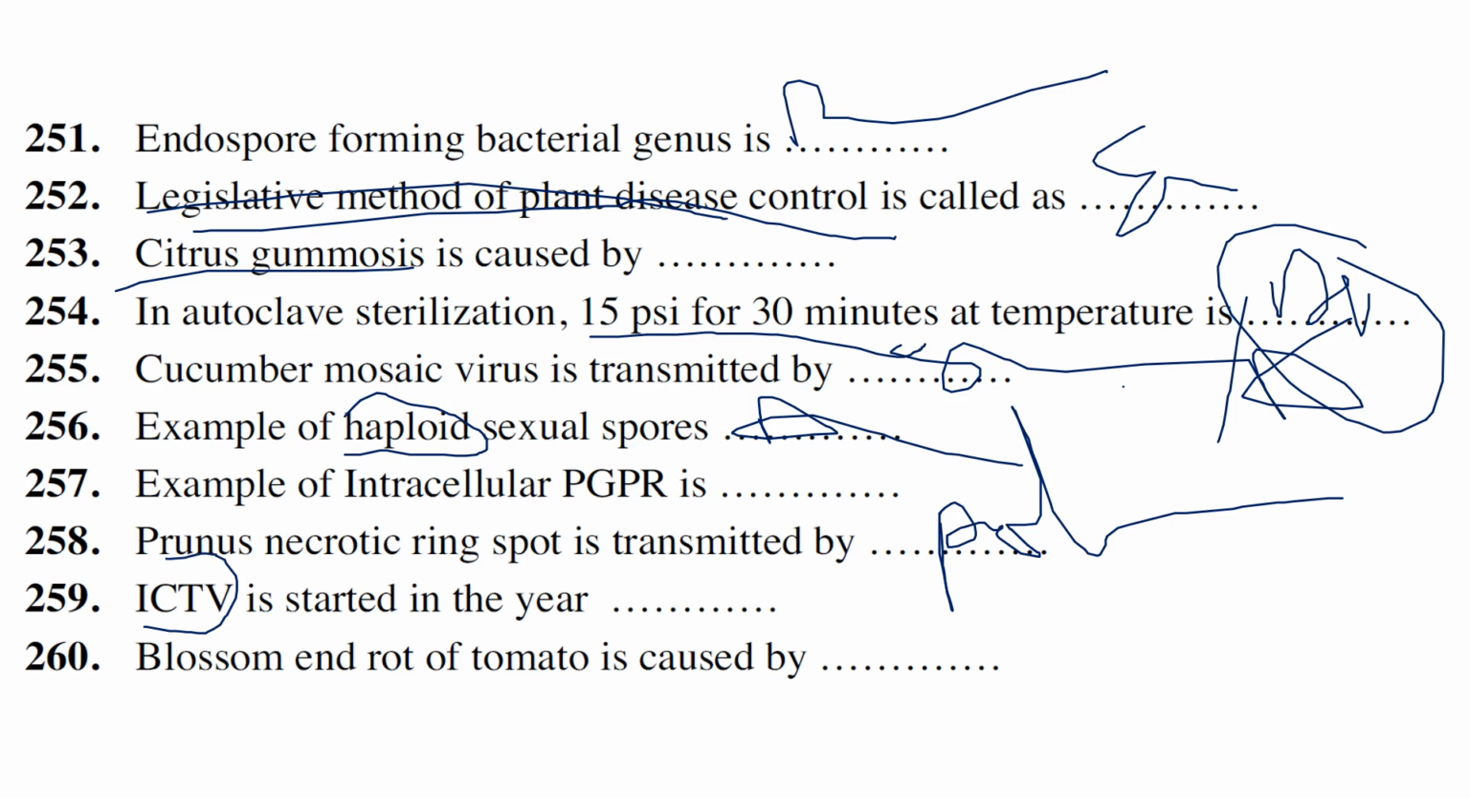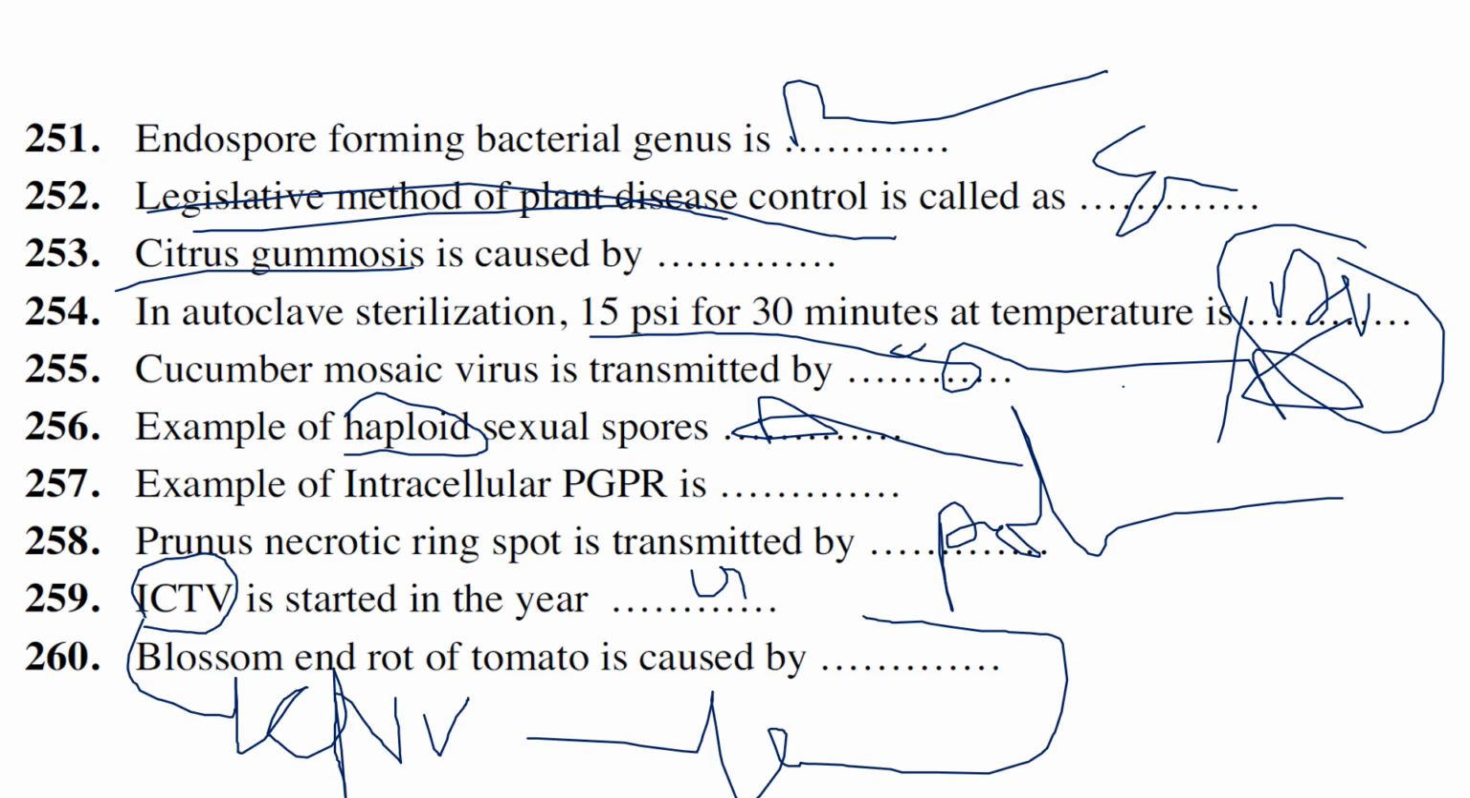ICTV started. The International Committee on Taxonomy of Viruses was started in the year 1973. Before this, ICTV was called ICNV. ICNV means International Committee on Nomenclature of Viruses, which was established in the year 1966. The same ICNV was renamed ICTV in 1973.